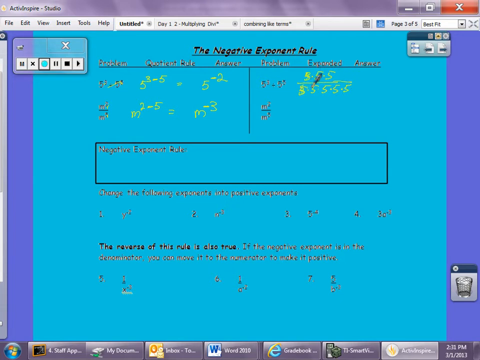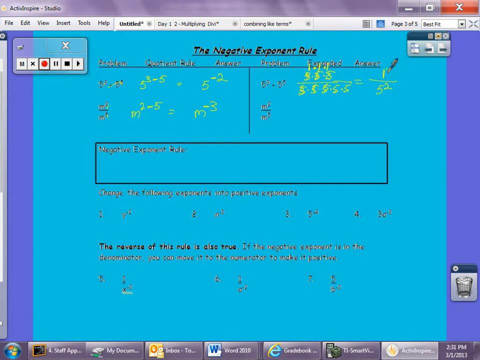Well, these all cross off, and we're left with 2 5s on the bottom, so that's really 5 squared as the answer. Well, nothing's in the numerator, but what we have to remember is when we're crossing these off, we're really dividing. So 5 divided by 5 is 1. 5 divided by 5 is 1. So this really becomes 1 times 1 times 1, which gives me 1. So we get 1 over 5 squared.